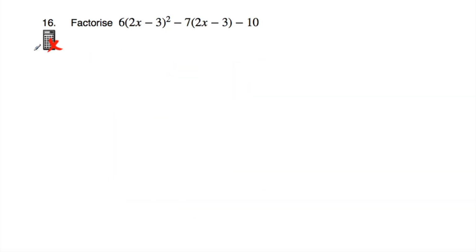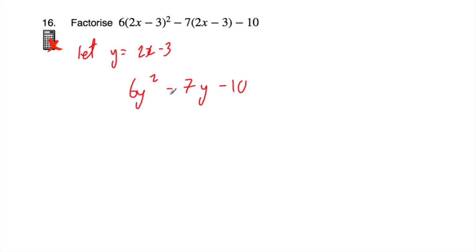Okay, let's have a look at our last question, question number 16. We've been asked to factorize 6(2x minus 3) squared, minus 7(2x minus 3), minus 10. So let's let y equal 2x minus 3, what's inside the brackets. So we're going to have 6y squared, because we're replacing the bracket with a y, minus 7 times y, minus 10. Now we want to factorize this quadratic.